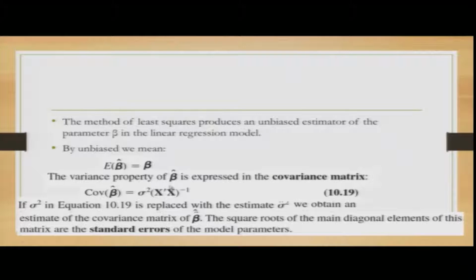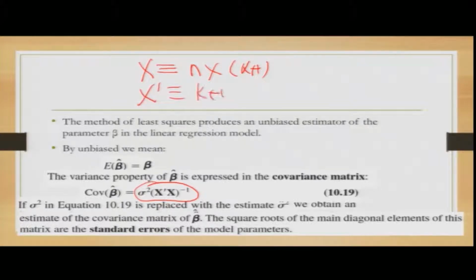Now, here the term which we have, so if you have, what was basically x prime? So if you know, let us come to x. Basically x was n cross k plus 1 and x prime was k plus 1 cross n. So x prime cross x, if you multiply them, you will basically have k plus 1 cross k plus 1. Transpose of the inverse of that will also be k plus 1 into k plus 1.